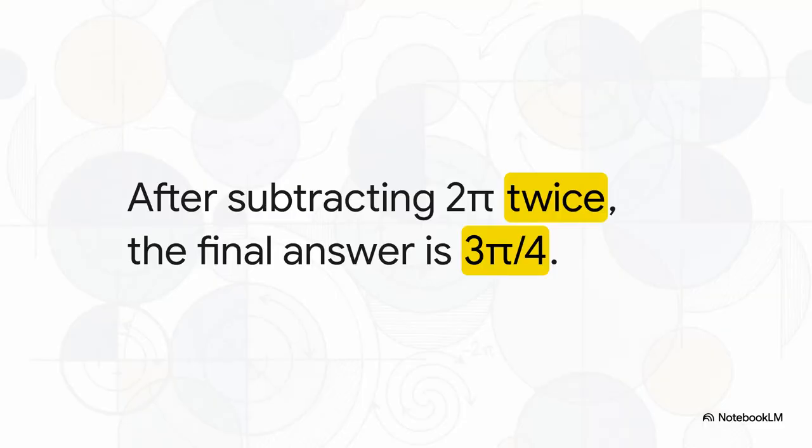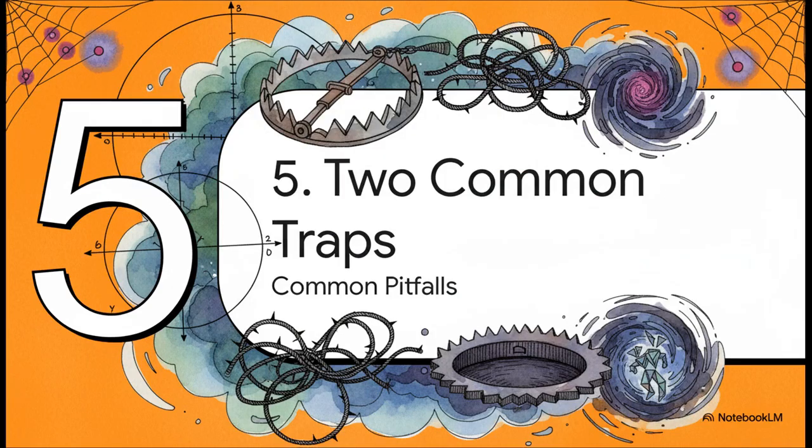That's our answer. So what we've just figured out is that the angle 19 pi over 4 is really just 2 full spins around the circle with an extra 3 pi over 4 added on to get to its final spot. So now that you've got the hang of how to do it right, let's talk about the 2 most common ways people get this wrong. Because if you know the traps, you can step right over them.